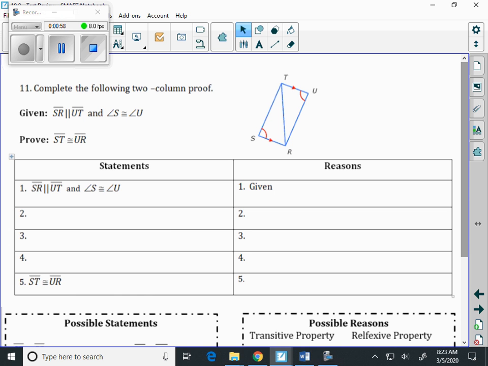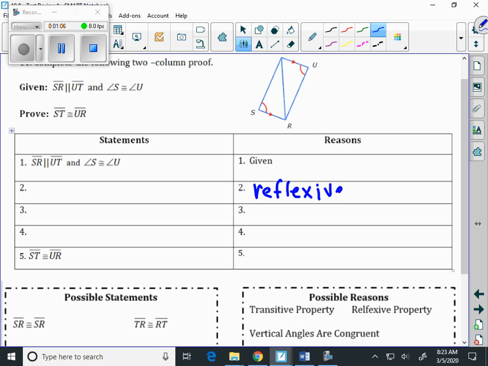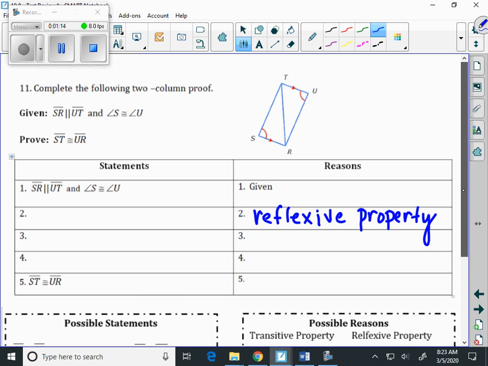So maybe you want to start with the fact that, and sorry about the spelling, somewhere in this problem there's going to be a reflexive property. And in fact, when you look up here, where is that shared side? Because the shared side is what's going to be the reflexive property. It's going to be the TR.